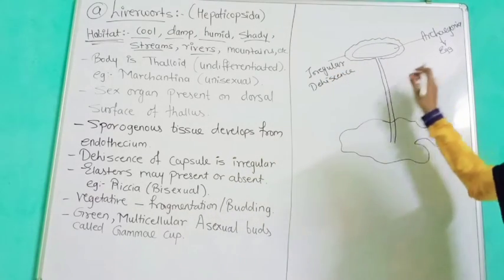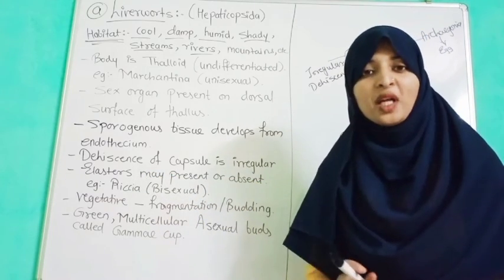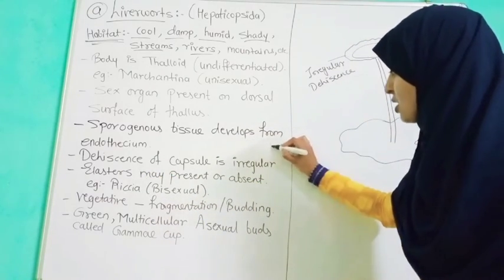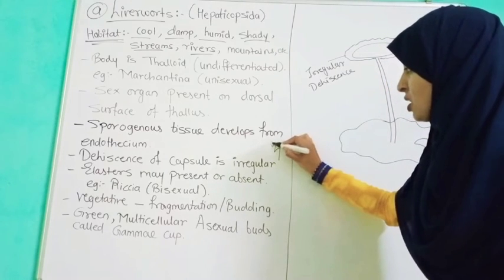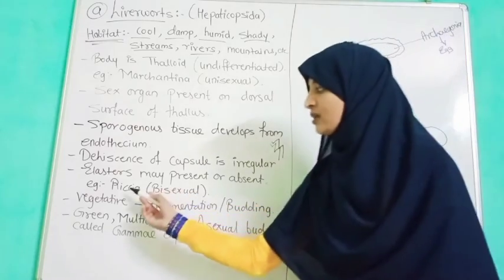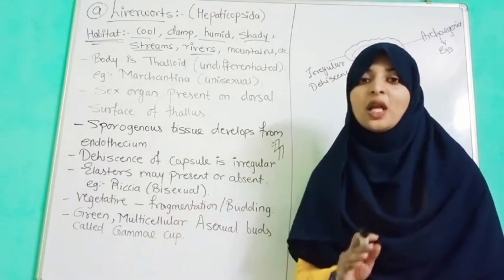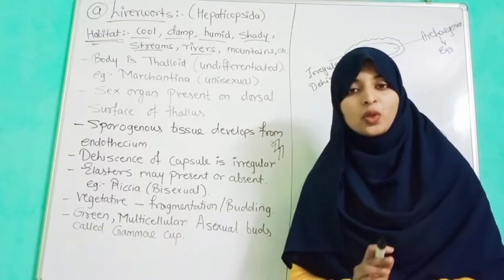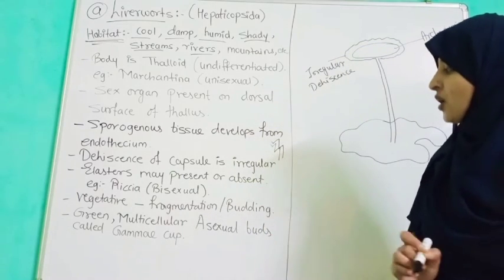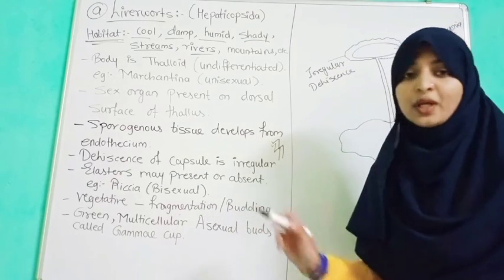Okay. Now they have told that elaters may be present or absent. What is meant by elaters? An elater is a band-like structure. It may be present or may not be present. The example is Riccia, which is bisexual, means male and female organs are present on one body only. Now vegetative reproduction is by fragmentation and bud formation.